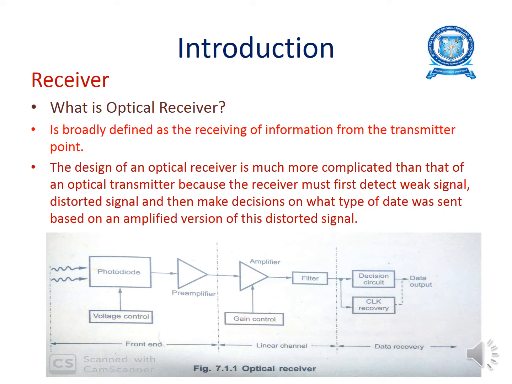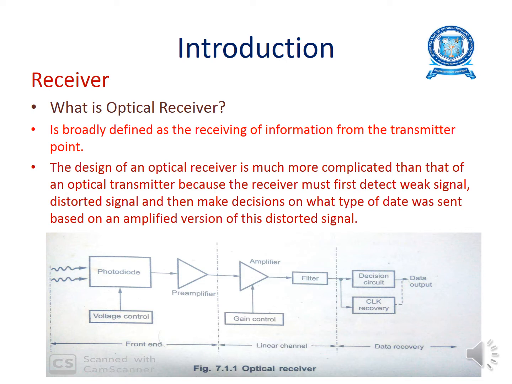Below that, we are seeing the basic structure of an optical receiver. The optical receiver is categorized into three different parts: one is the front end part, the center is the linear channel part, and the last one is the data recovery part. When optical data is incident on an APD, avalanche photodiode, a high current pulse flows through the circuit. Now, the photocurrent is amplified by a preamplifier, which converts it to a voltage pulse with an adequate voltage level.